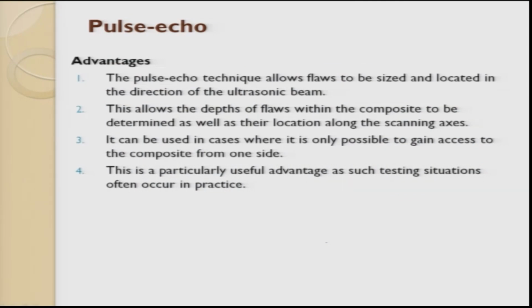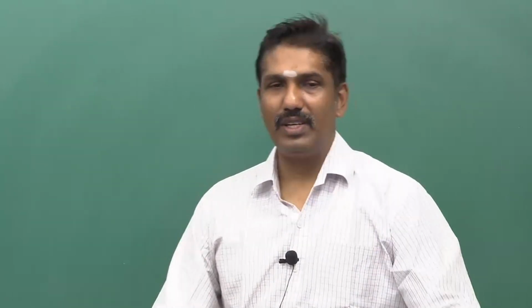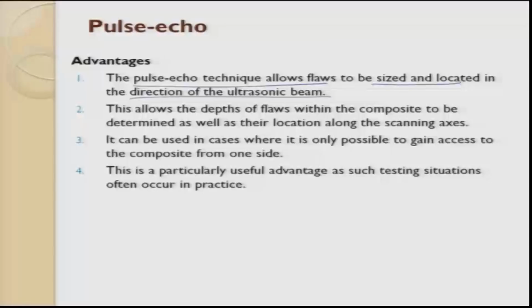So, what is a big advantage? The pulse technique allows the flaw to be sized and located in the direction of the ultrasonic beam. I said A scan, B scan, C scan can be done, and you can try to figure out the size as well as the location, which is possible. The depth of the flaw within the composite can also be determined from the location. It can be used where it is not possible to gain access to the composite from one side.